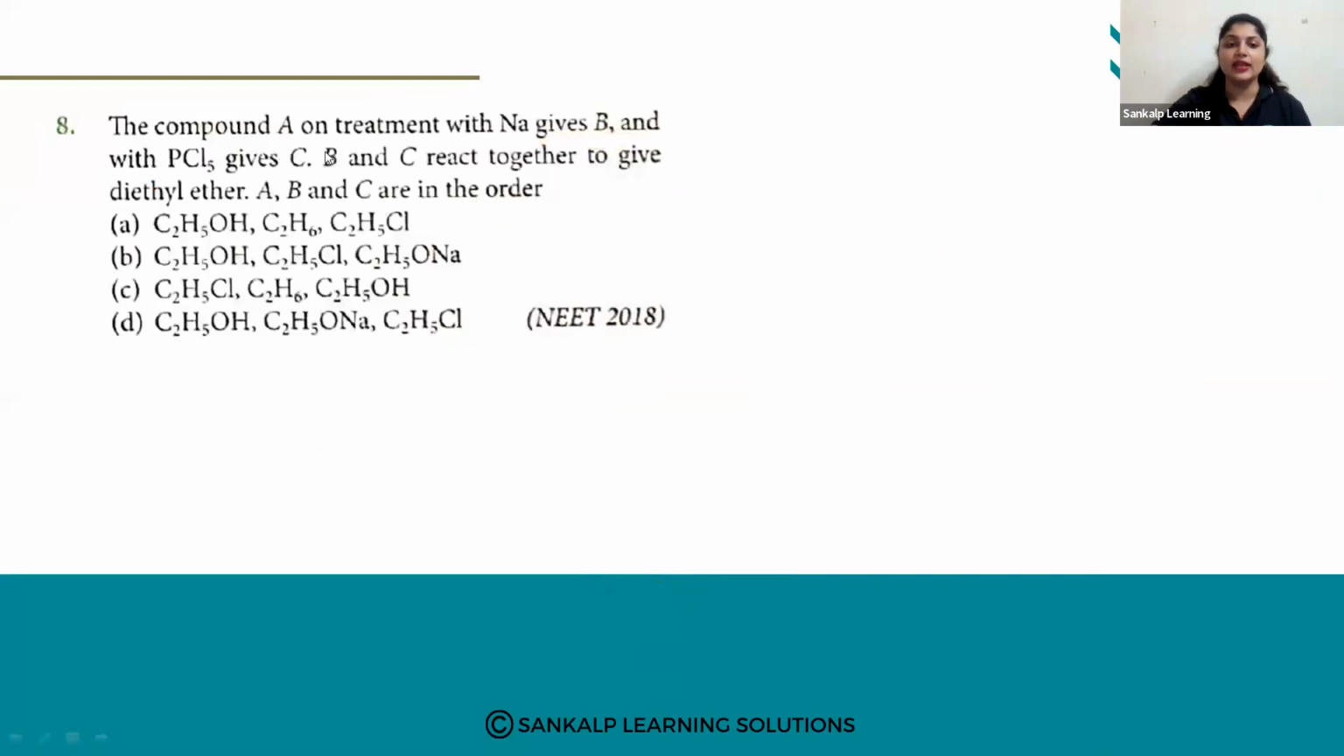The compound A on treatment with Na gives B, and with PCl5 gives C and D. B and C react together to give diethyl ether. A, B, and C are in the order. So you have to tell which is A, what is B, and what is C.